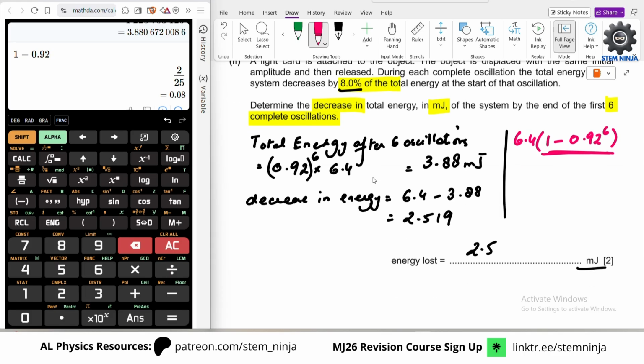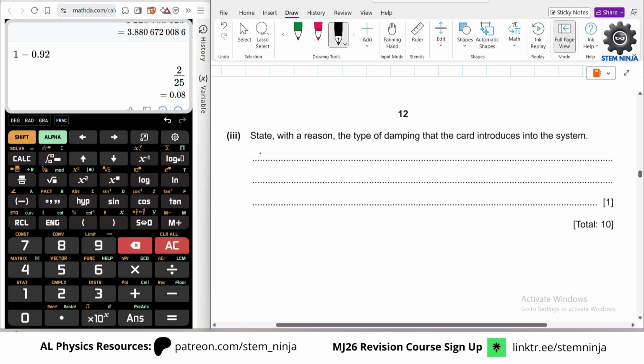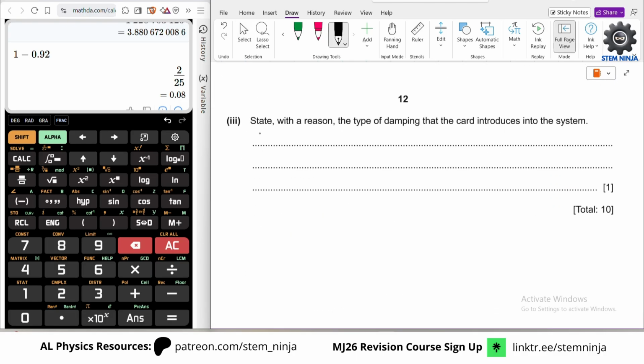Now that means that this is a light damping. Okay, we can say that this is the gradual decrease in energy, because you see it's basically 0.92 raised to power x. Okay, so if you sketch that, it's a gradual decline.